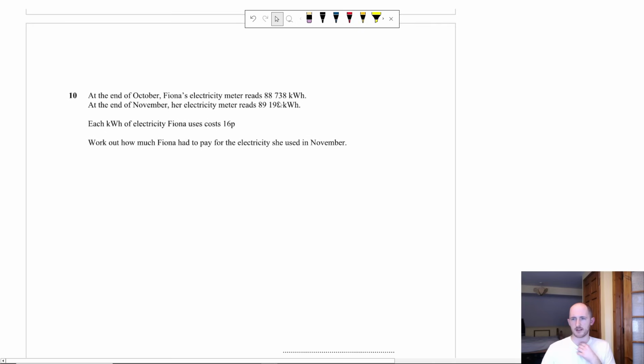Okay, so it's kind of interesting that you don't really need this bit here. Well, you don't need it in the sense that you're not going to multiply this. So the common mistake is you just take this number here and you times it by 16. But you might be correct in saying that that is a very cruel thing to ask, right? Now, I don't know how many of you know how electricity meters work, especially considering a lot of electricity meters now are like smart meters. But the difference in these two numbers is how much she used in November. So the first thing we need to do is subtract them.